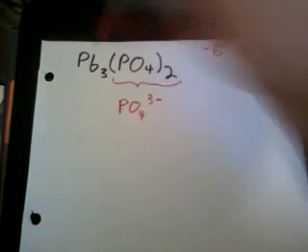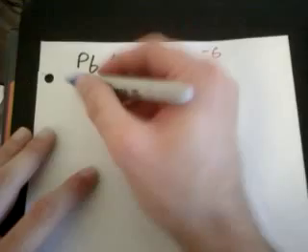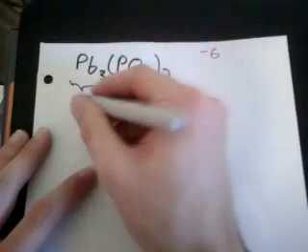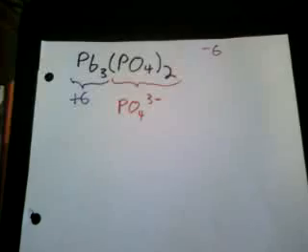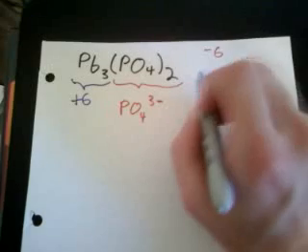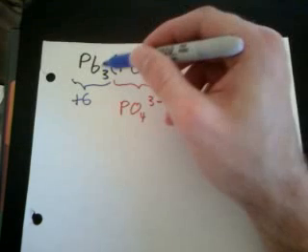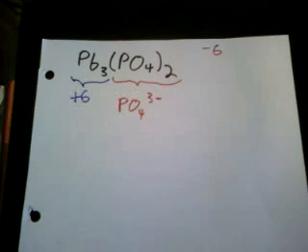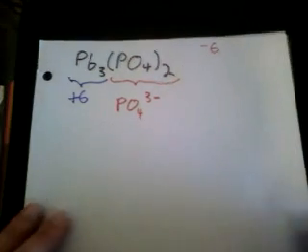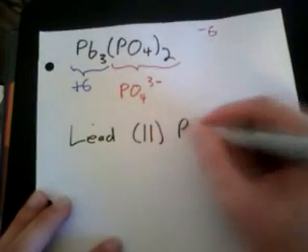The charges have to add up to the net charge on the entire compound. So that means that our cation is going to have to account for positive 6. The charges on this are going to have to sum up to positive 6 in order to counterbalance the negative 6 from these phosphate ions. And it looks like there are three lead atoms. So if we divide 6 by 3, that gives us a charge of 2. And therefore, we're going to call this stuff lead(II) phosphate.